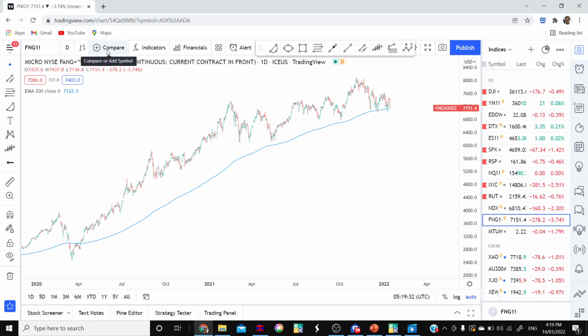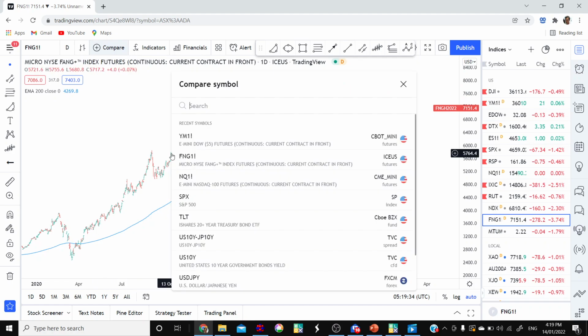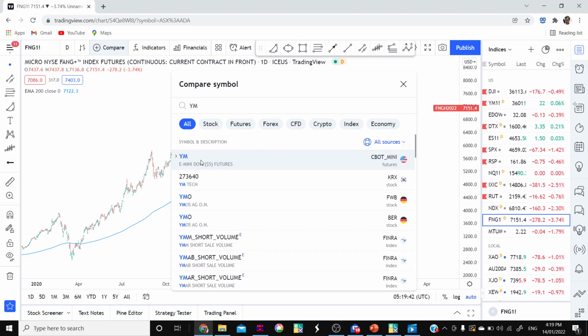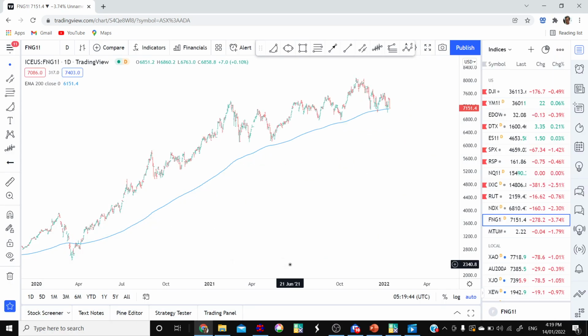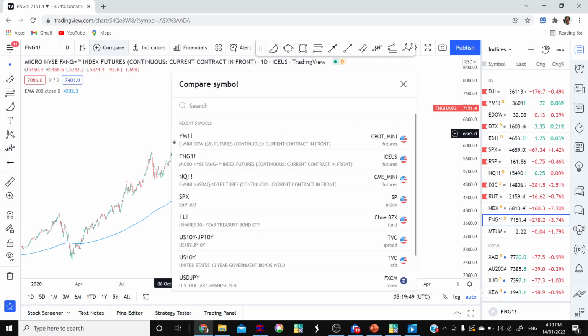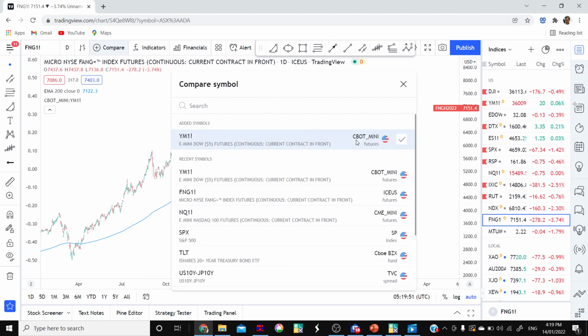And now I want to compare it to the Dow, the Dow Jones. Let's compare it to the Dow. So this one here, let me try that again. It's this one here, get a new scale.